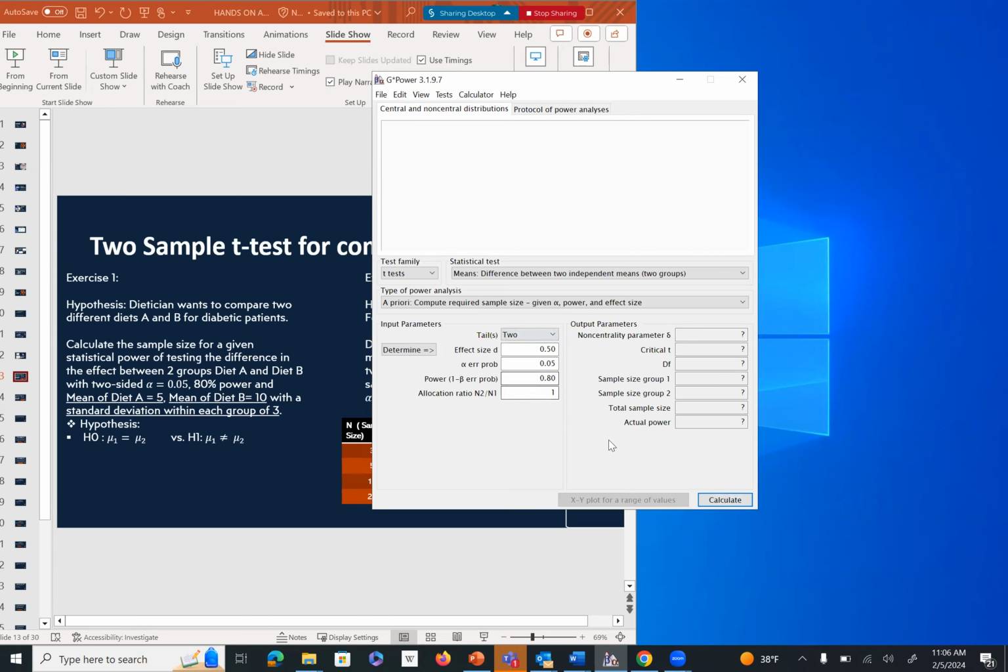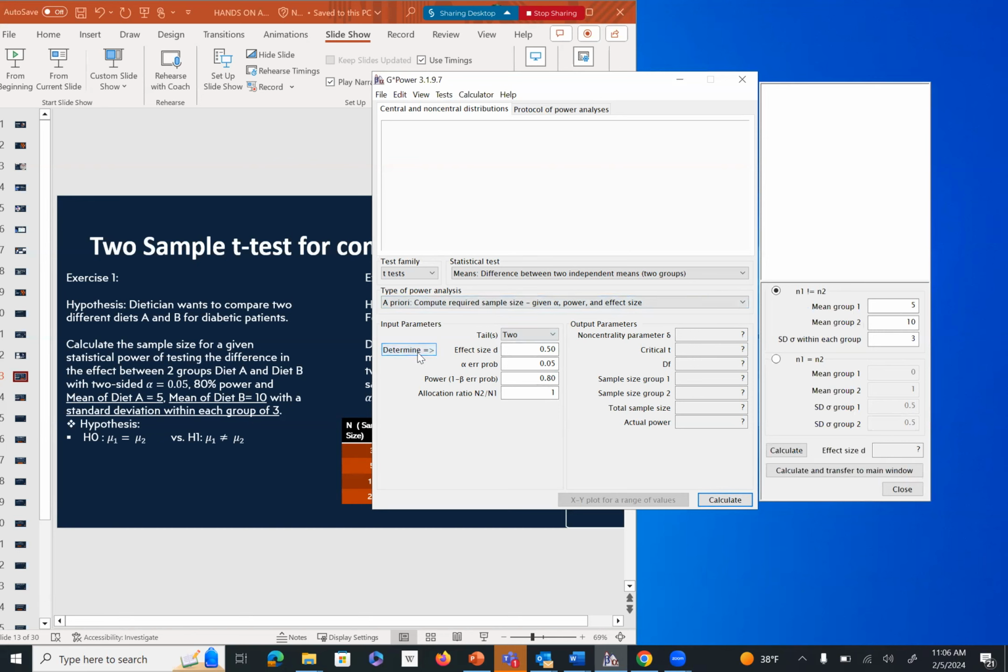And then this is the input parameter here. Since we already have the information, you press the determine option, and here is some of the information that you can provide to calculate your effect size. For our exercise, the mean of diet A was 5, so I entered mean group 1 as 5. The mean of group 2, which was diet B, was 10, with a standard deviation within each group of 3.